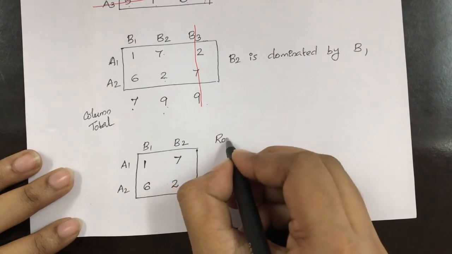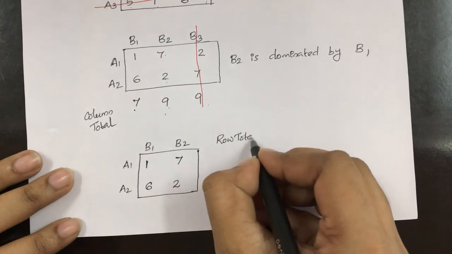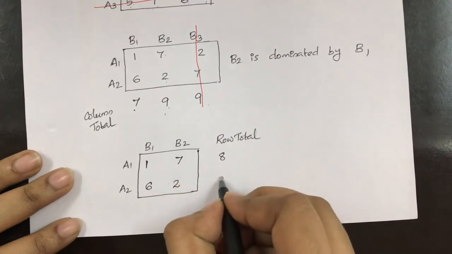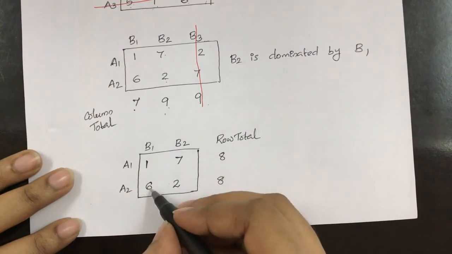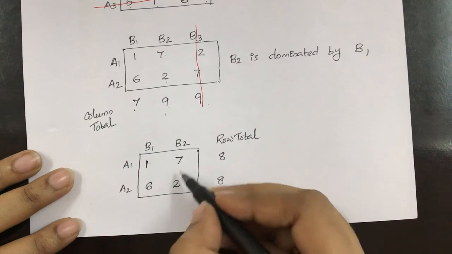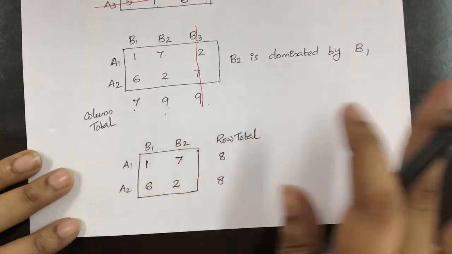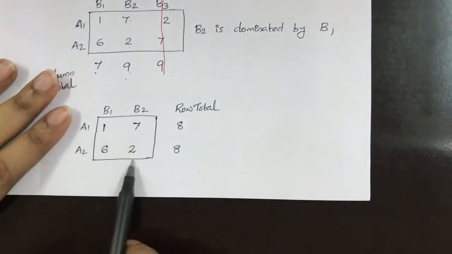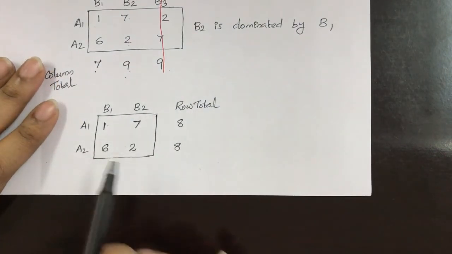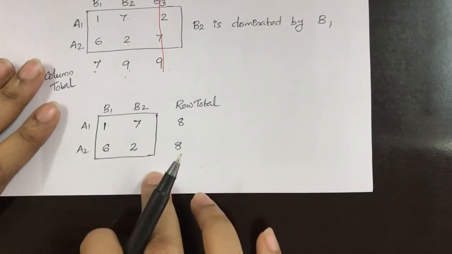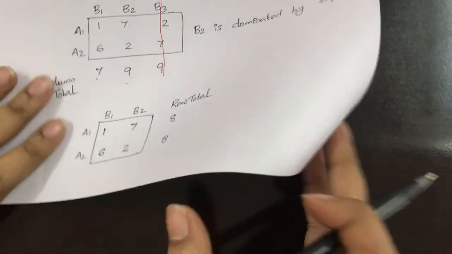Row totals for checking row dominance: 8, 8. Both are the same value, so I will take R2 and compare it. 1, 7 lowest, 2, 7 highest, no row dominance. 1, 7, 6, 2: there is no column dominance and no row dominance, so the matrix is reduced to 2 by 2. In this 2 by 2 matrix we are going to apply the probability method.